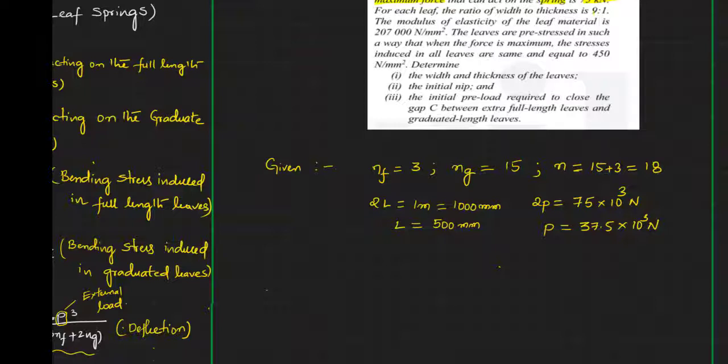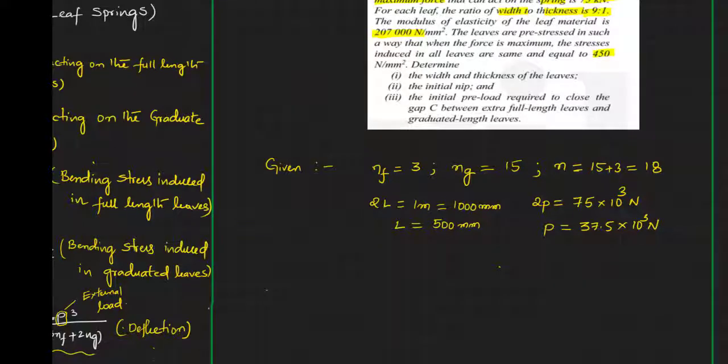Okay. Next, for each leaf, the ratio of width to thickness is 9:1. Here you can see that the width to thickness ratio is 9:1. The modulus of elasticity of the leaf spring is 207,000 Newton per mm square, and the leaf spring is pre-stressed in a way that when the force is maximum, the stresses induced in all the leaves are the same and equal to this one.